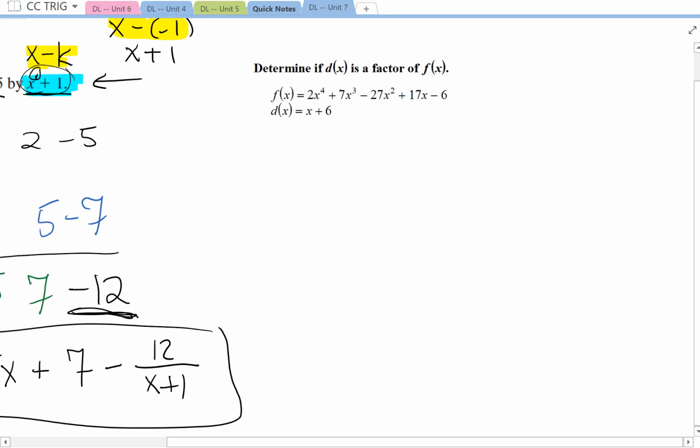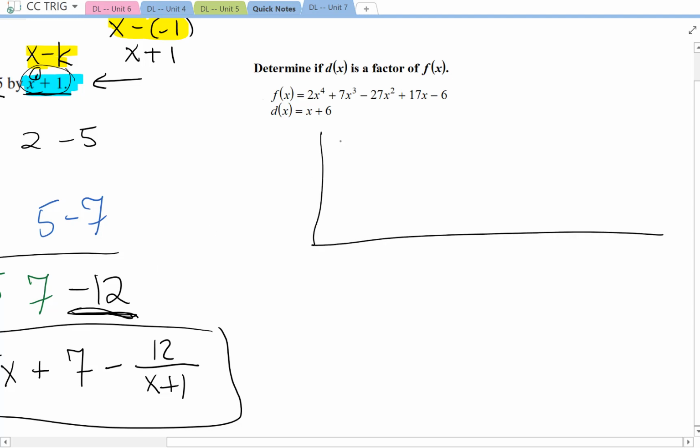Now, anytime you determine if something's a factor, let's say I'm dividing 21 by 4. 4 goes into 21 5 times, and then there's 1 left over out of the divisor, which is 4. 4 is not a factor of 21 because it didn't divide evenly. So only when you have no remainder will you truly have a factor. This number at the end of your synthetic division, in order for it to be a factor, must be 0, meaning it divided evenly and has no remainder.